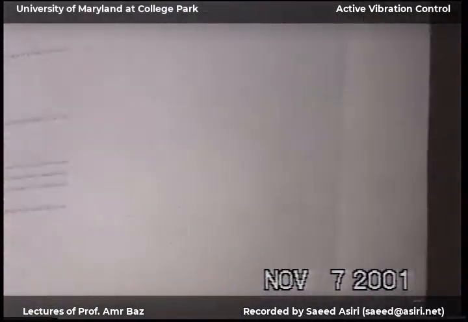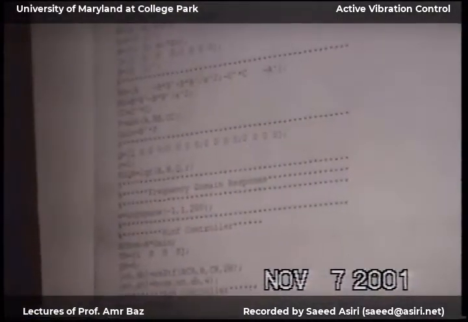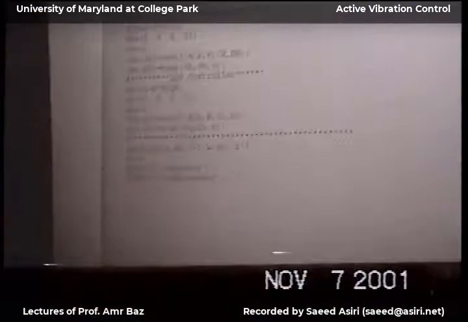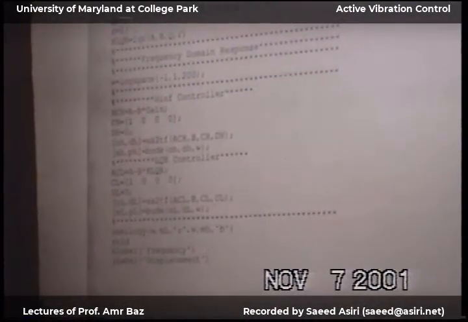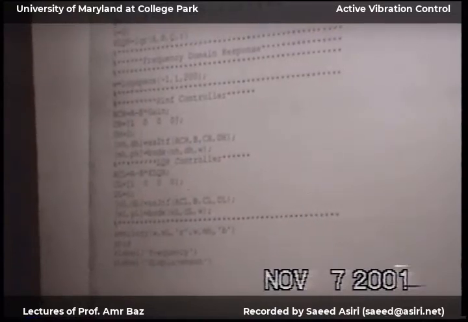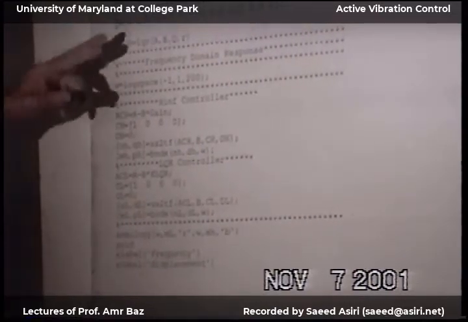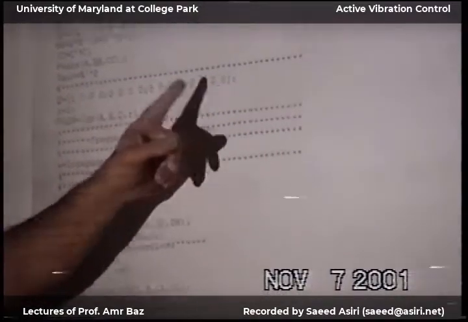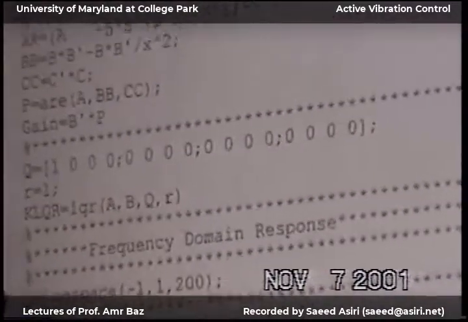So we have the C matrix, which was 2 rows and 4 columns. When we get the transpose, it becomes a 4 by 2. And multiplying 4 by 2 by 2 by 4, the result will be a 4 by 4 matrix. So the Q of the LQR looks like this.